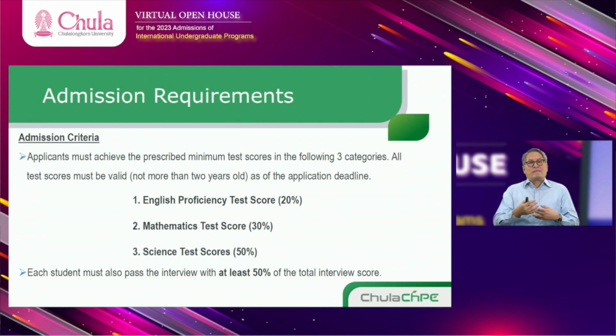The applicants who pass the minimum score threshold will be called for an interview. During the interview, students will be scored. The interview is pass or fail. If you get at least 50% of the total interview score, you pass. But don't worry, the interview is not that serious. We want to check your communication skills, and I think for the previous batch of applicants, everybody passed.